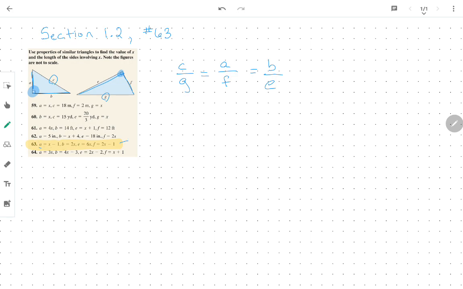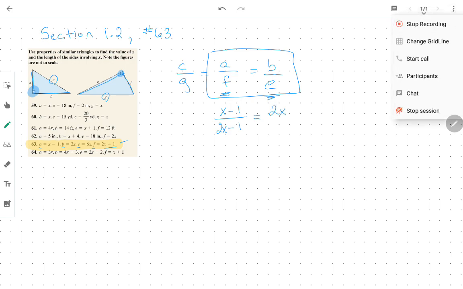All right, now our task is to fill in what we have. On 63, we have A, B, E, and F. So we're using A and F and B and E. We don't really need the C and G right now. So I'm going to use this part of our proportion. A is x minus 1. F is 2x minus 1. B is 2x. And E is 6x.